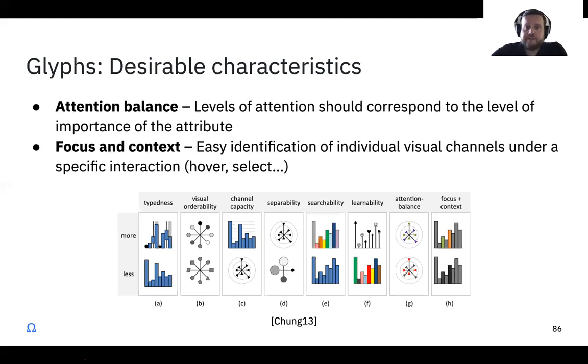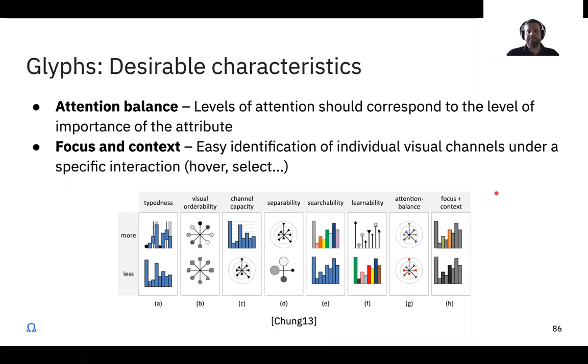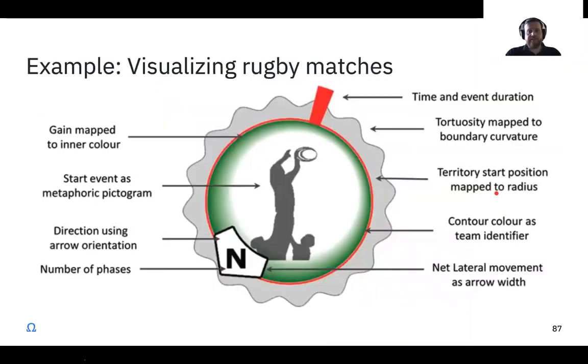Then we have attention balance. So levels of attention should correspond to the level of importance of the attribute. You should be most prominently encoding the attributes that are the most important if you have an importance ordering of your data. And then it's focus and context. So we should go for an easy identification of individual visual channels under a specific interaction. So like if I hover over this column, it's better if I have it highlighted in color than if I only have intensity highlight. So just a brief example to give you.